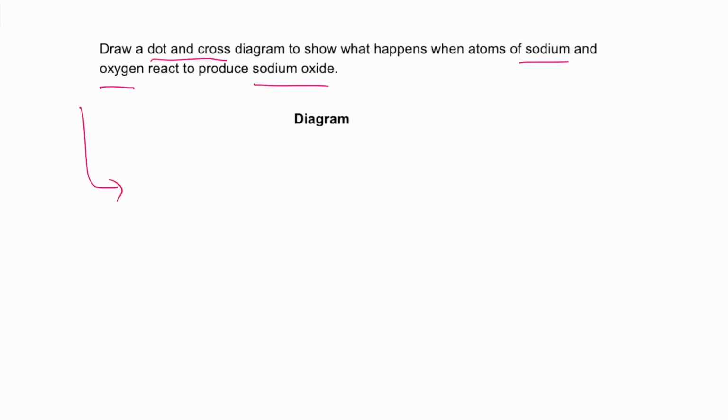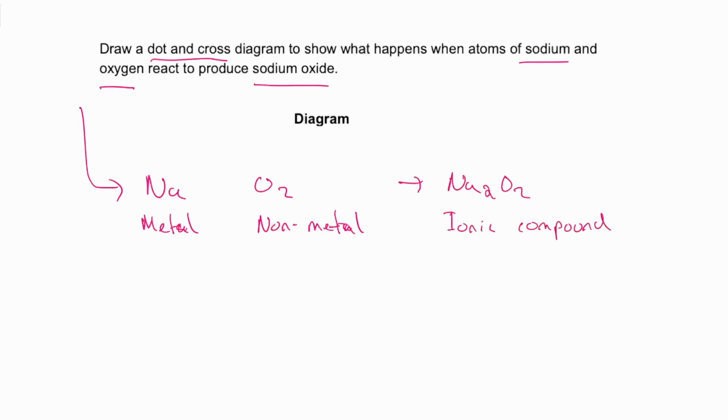In this case, we have atoms of sodium, which is a metal, reacting with atoms of oxygen, which is a non-metal. When you have a non-metal and a metal reacting together, you get an ionic compound. Sodium is in group 1, so you should know what happens when group 1 elements react with oxygen. You're going to have 2 sodium atoms for every 1 oxygen atom. That's basically what we're going to see here. It would look something like this: Na2O. And in order to balance it, you could put a 2 over here to start off with.